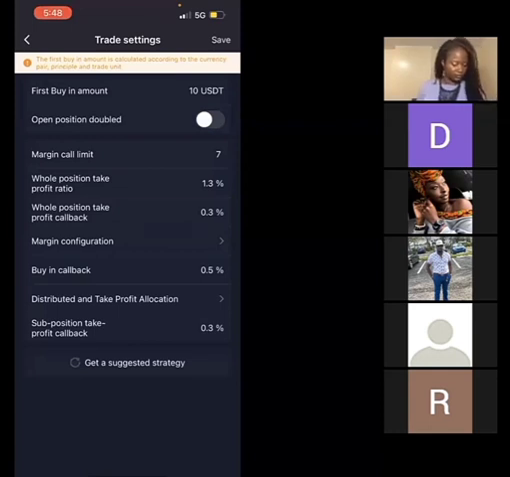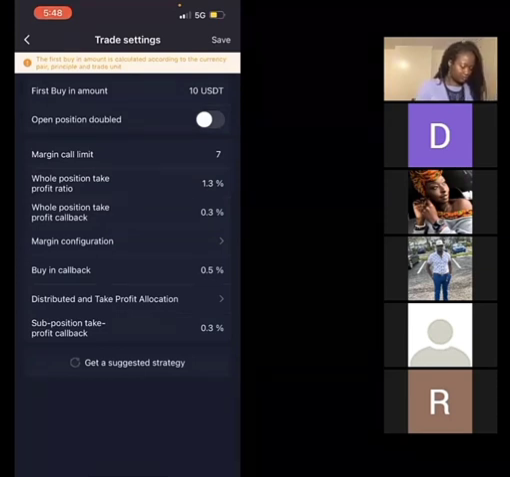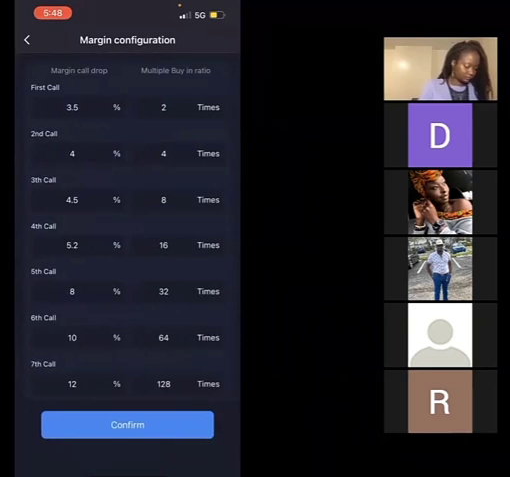We also said, listen, when the price goes down, we need you to buy for us. Now, let me get into more details about that. I'm going to click on margin configuration, right? So what this says is, I told the robot to buy for me 7 times when the market goes down.